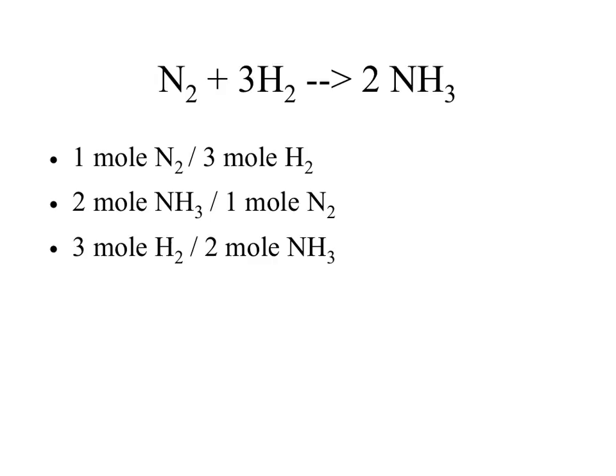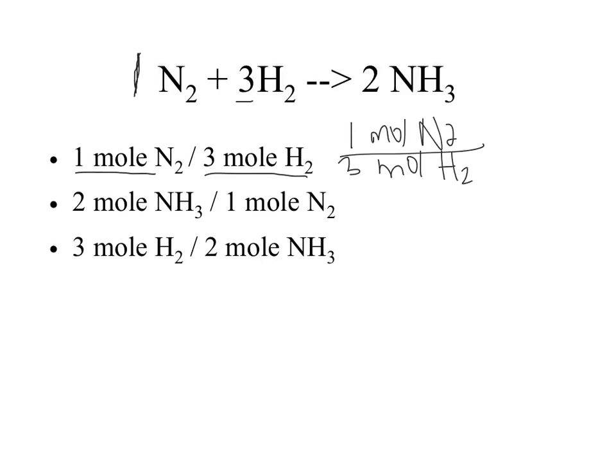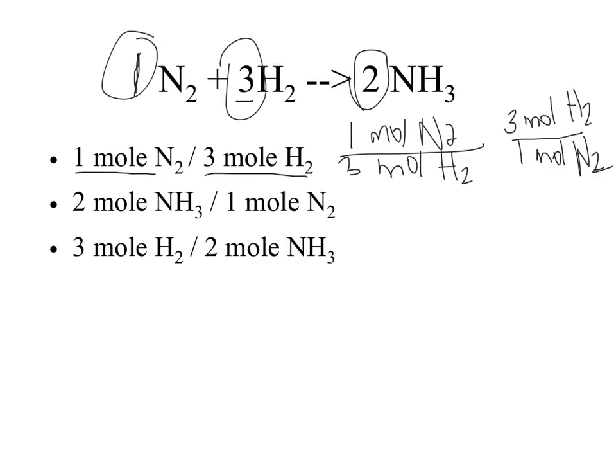So there's no number out in front of the nitrogen. Remember, chemists are lazy and they don't write 1. So we've got 1 mole of N2 to every 3 moles of H2. Another way to write this would be 1 mole of N2 over 3 moles of hydrogen. We can write it the other way as well, with our 3 moles of hydrogen on top and our 1 mole of nitrogen on the bottom. Again, just using the balanced reaction and the coefficients out in front to make these ratios.